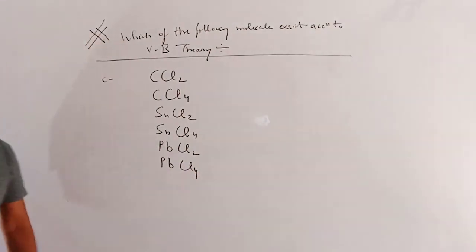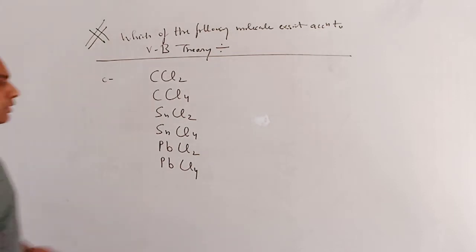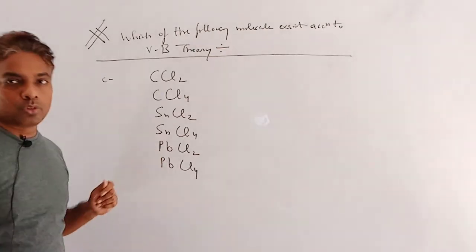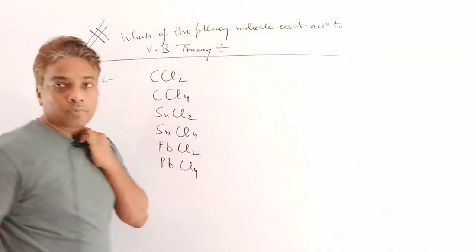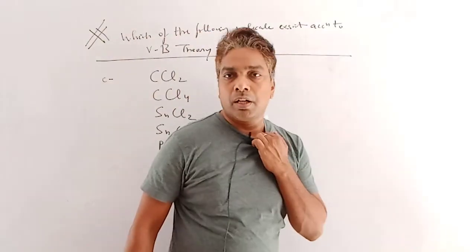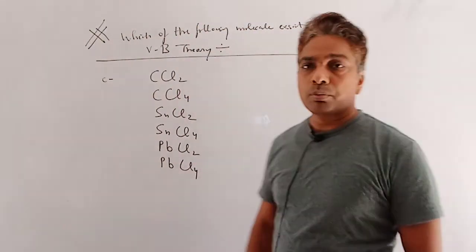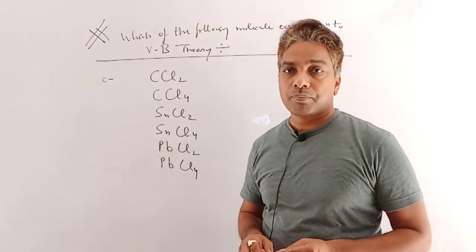6 compounds, and this question should be integer type. How many molecules are known according to VB theory? So 0 to 9. Answer should be between 0 to 9. Clear?